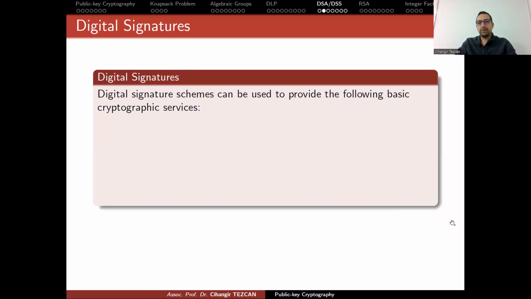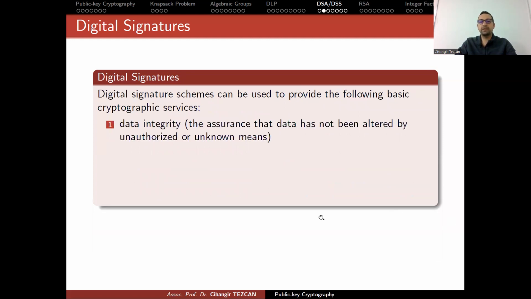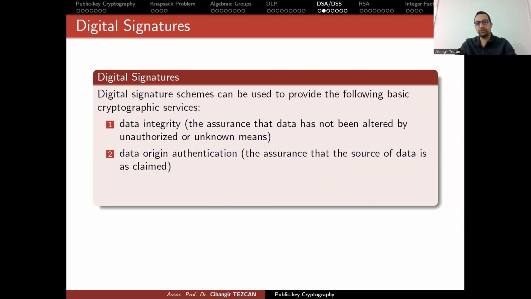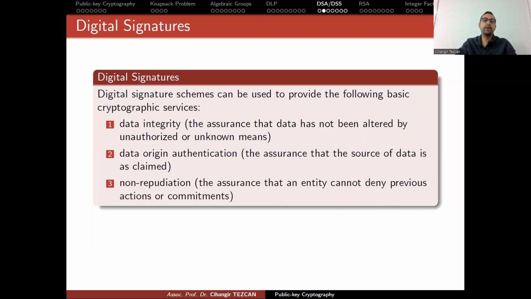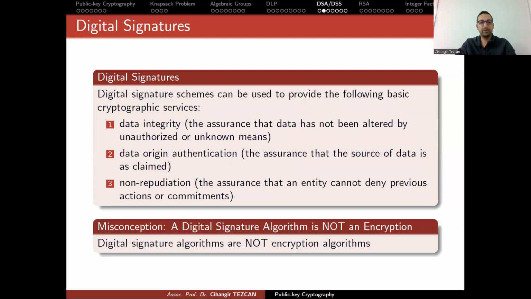Digital signature schemes can be used to provide the following basic cryptographic services: data integrity, the assurance that data has not been altered by unauthorized or unknown means; data origin authentication, the assurance that the source of data is as claimed; and non-repudiation, the assurance that an entity cannot deny previous actions or commitments. These are good properties, right?